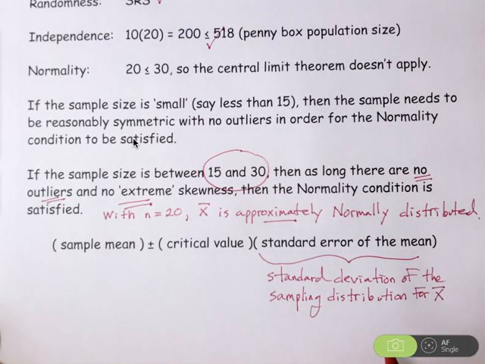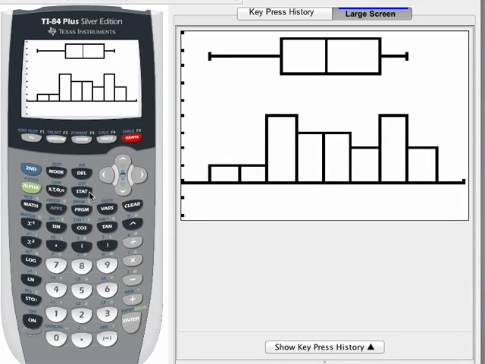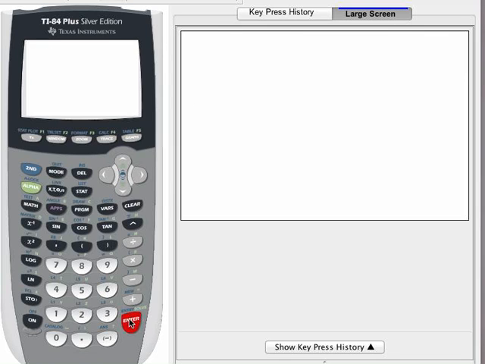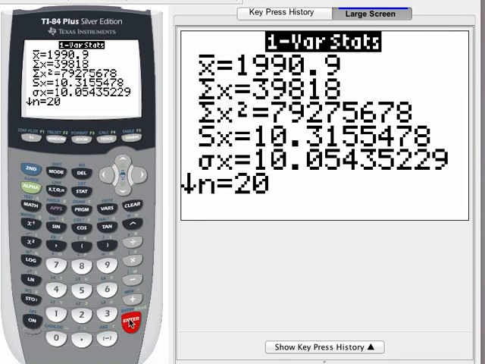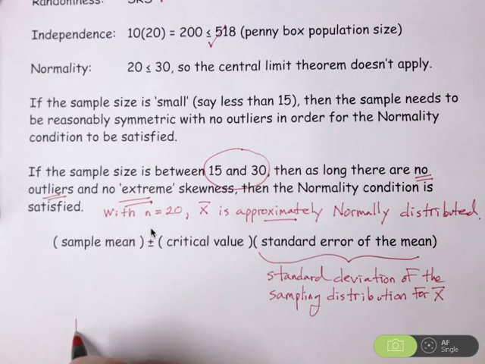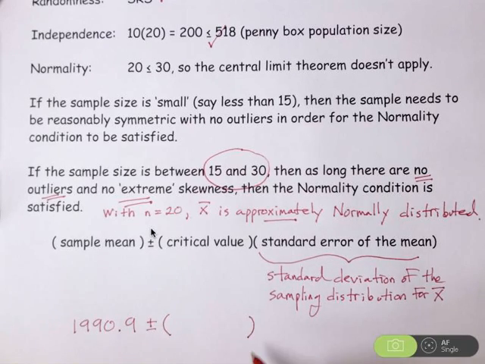There we go. So let's go back to our one variable statistics and find the values that we need. I don't quite recall them, so I'll run one variable statistics again on my list 1. My mean is 1990.9 and my sample standard deviation is 10.3. So here we go, my sample mean is 1990.9. We'll come back and grab our critical value in just a second.